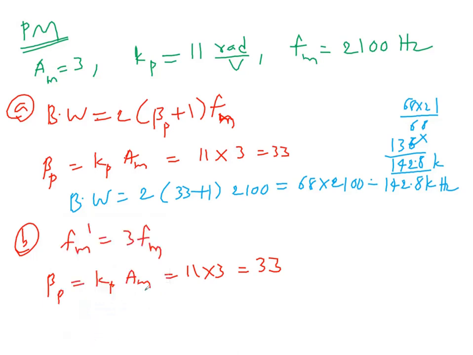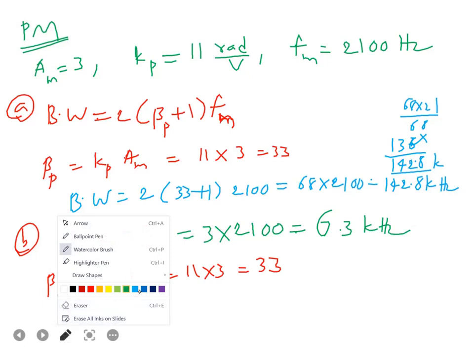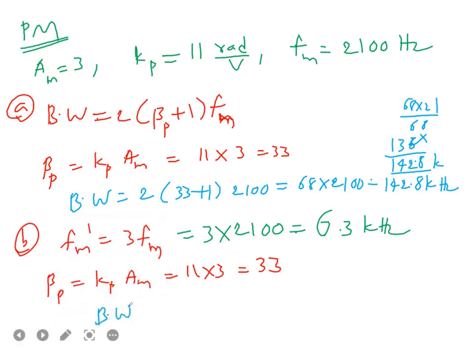Or obviously your given value here is how much? 3 times 2100, which is 6.3 kilohertz. That is your message frequency. Then obviously what will happen to your bandwidth? The new bandwidth for case B, bandwidth dash, is 2 times beta plus 1. There is no change. But the message frequency is going to change by how much?